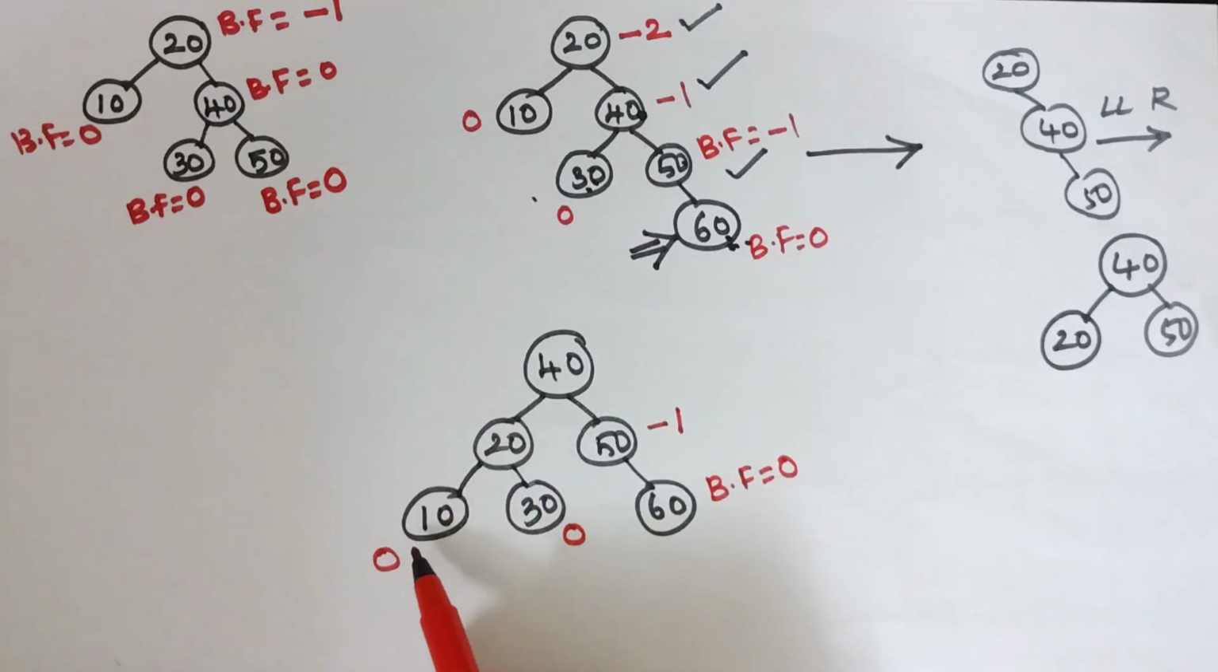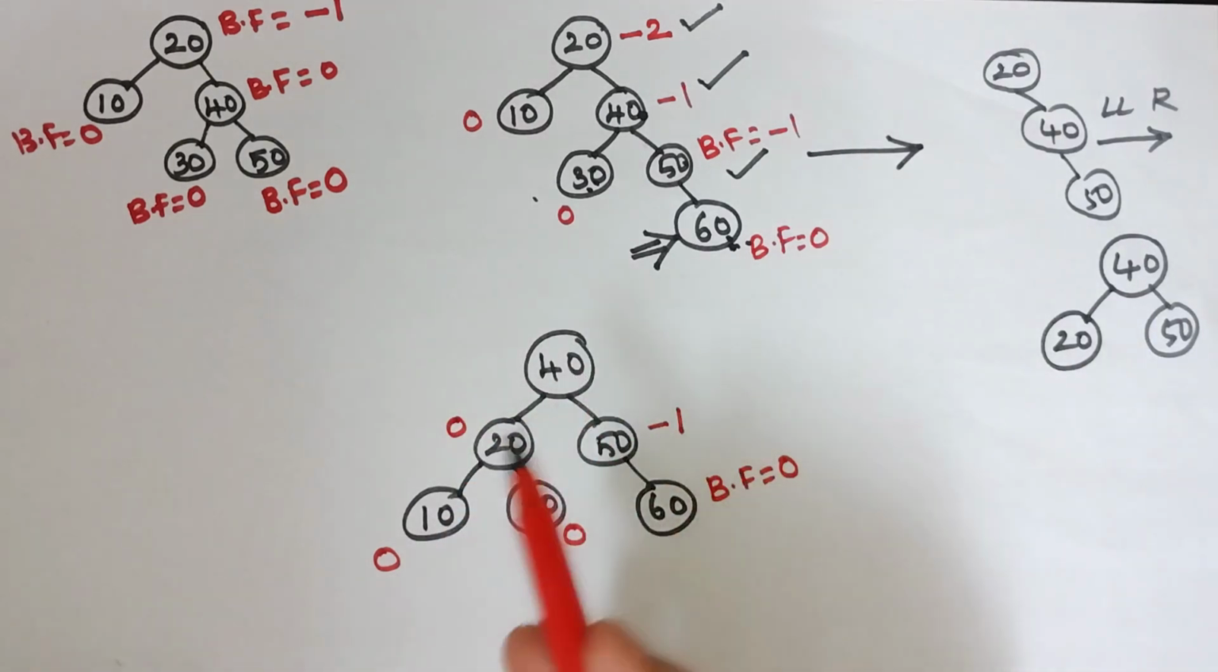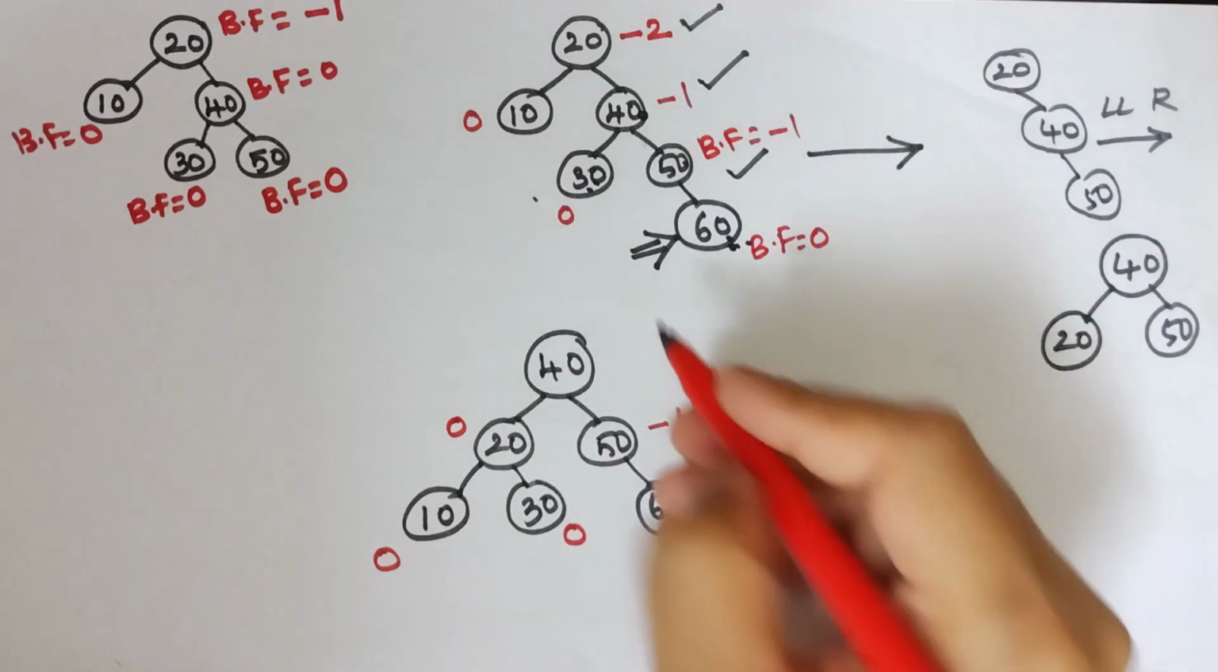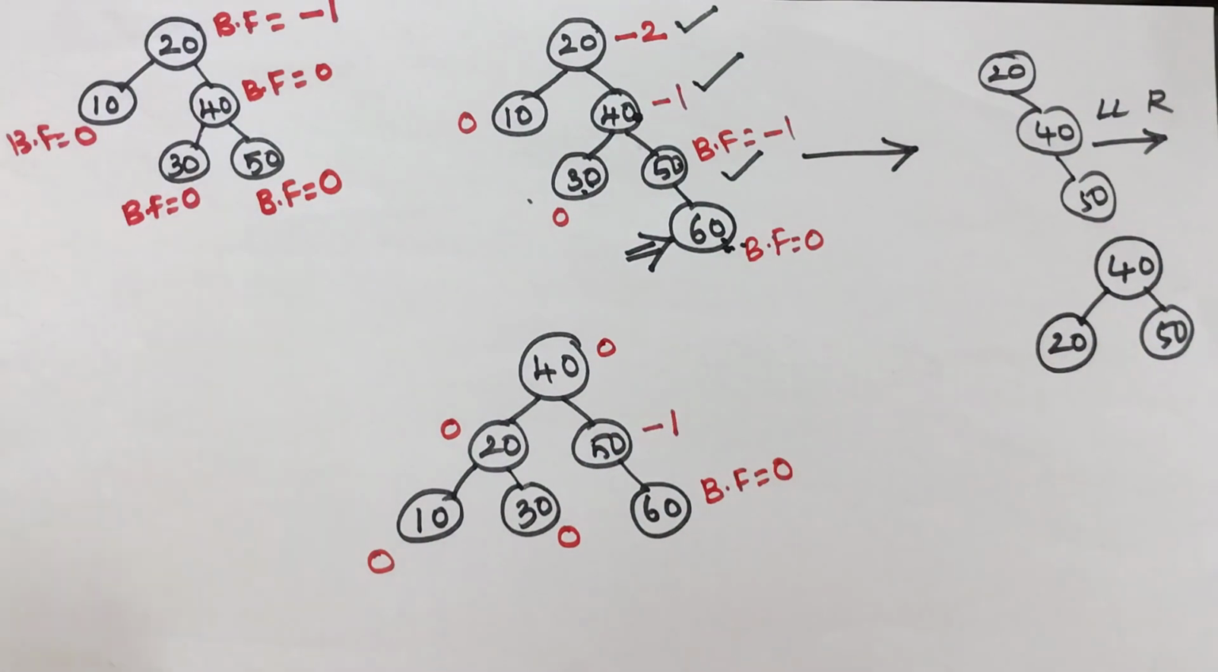20, left side height is 1. 20, right side height is 1. So 1 minus 1, 0. 40, what is the height of left subtree? 2. What is the height of right subtree? 2. 2 minus 2, 0. Now the tree is balanced again.